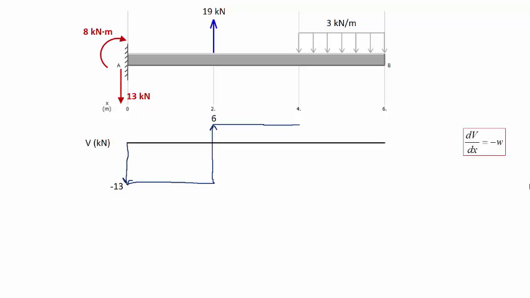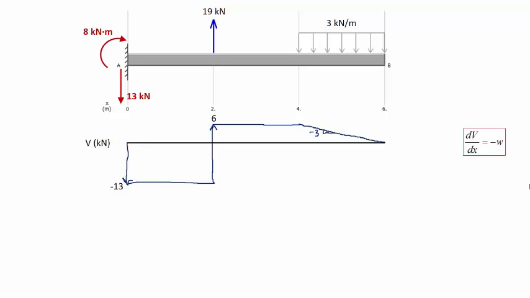For the last 2 meters of the cantilever beam, we have the uniform distributed load. So that means now that the shear force diagram is going to have a constant slope of 3 kilonewtons, and it's going to be negative. And the only way that can translate is into a straight line with a negative slope of 3.